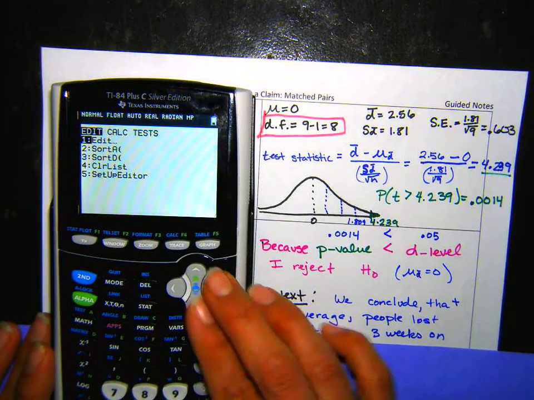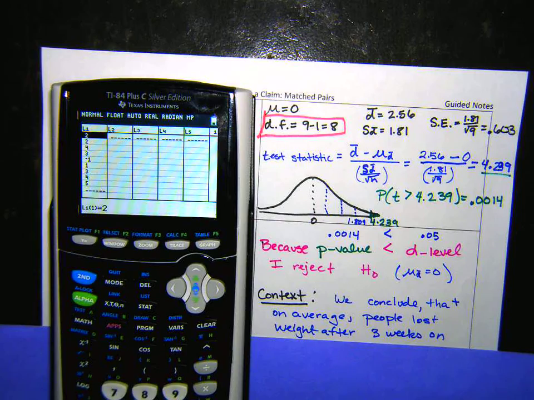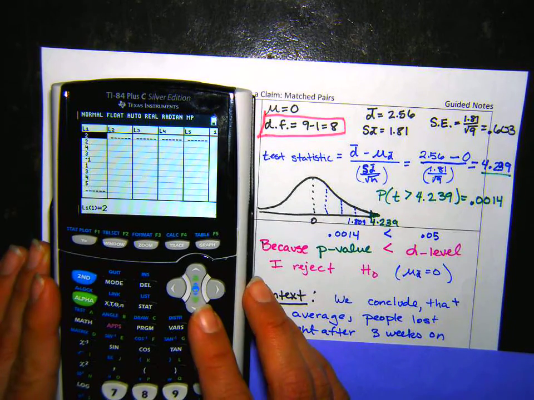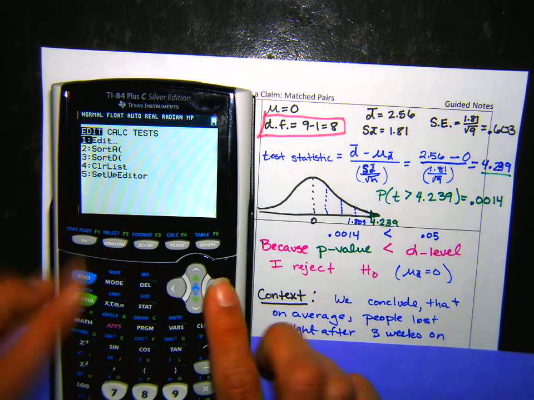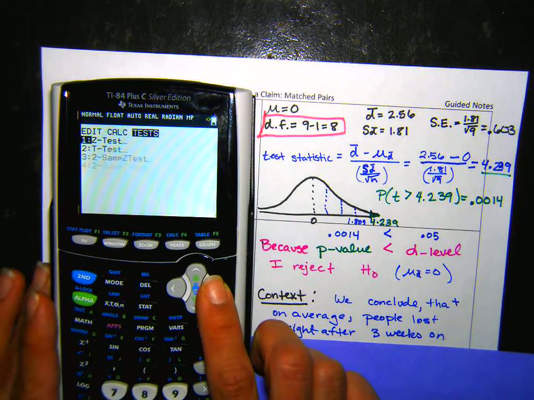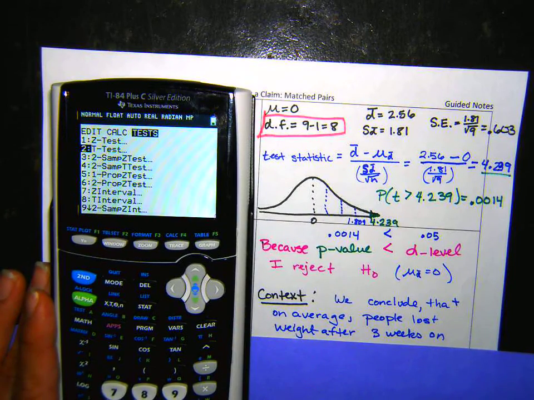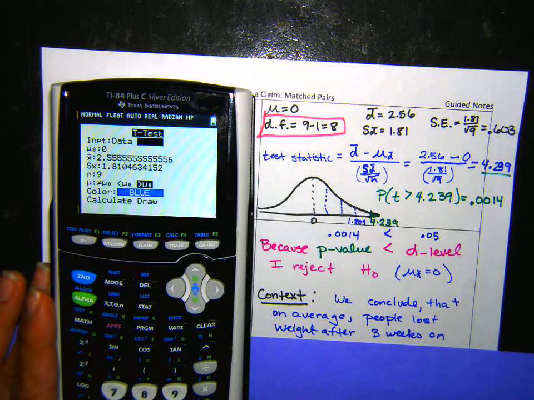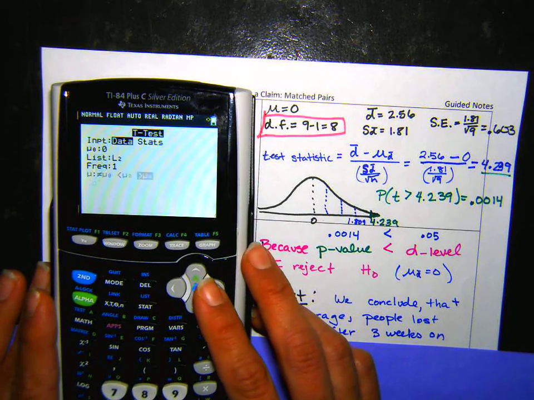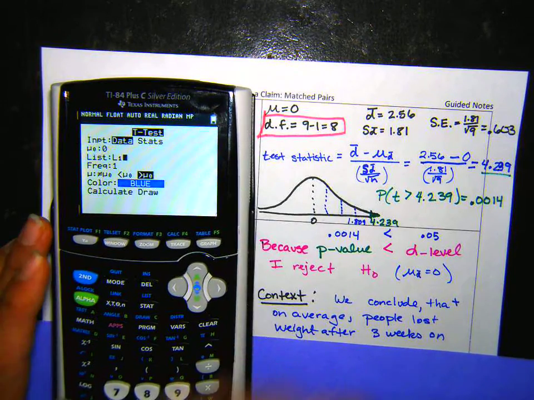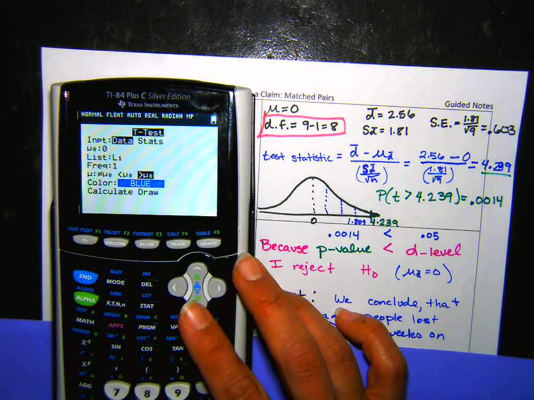First of all, I do have the data in my list 1, the mean of the differences for the 9 people that we surveyed. And if I go to Stat and scroll over to Tests, we are doing a 1 sample T test. Now I can either use the data in list 1, my data is in list 1, or I can use stats that I recorded.